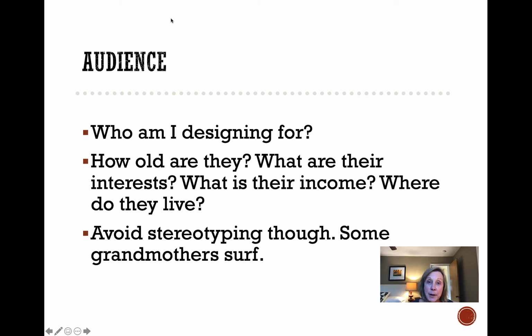But avoid stereotyping. I've seen it happen all the time. Young people stereotype what people my age are like. I'm 62 years old, but I'm different from every other 62-year-old. So be careful putting an age on a typeface, because I feel that age generally is less relevant than interests and values. Some grandmothers surf.